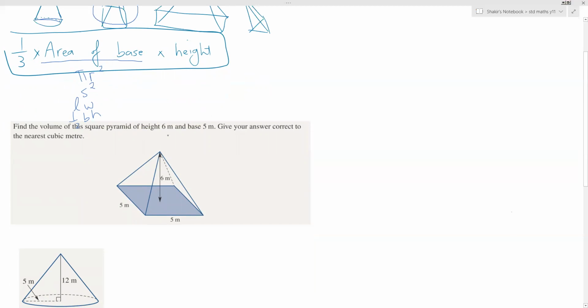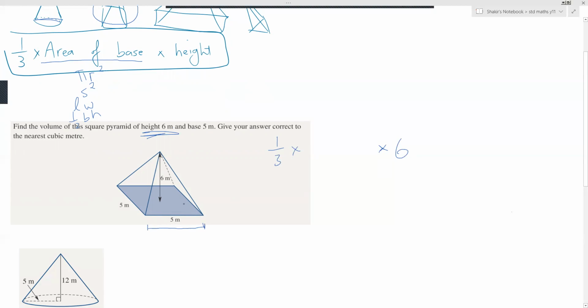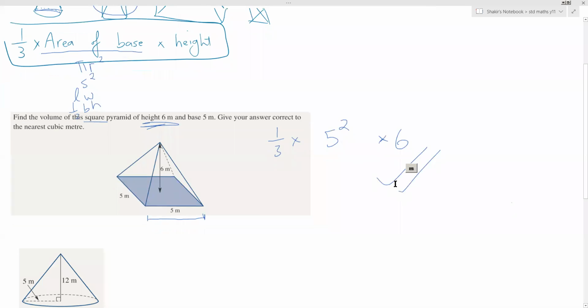Find the volume of the square pyramid of height 6. We have the formula. We really just have to sub it in, right? The height is given to us as 6. I'm going to put 6 here, noting that it's area of base times height. Now I just need to find the area of the base. They've labeled over here that the length is 5. It is a square pyramid, so the area of the base is going to be 5 squared. A third times the area of the base, since it's a square, is 5 times 5, or 5 squared, multiplied by the height. And we're done. Moving on to the next one.